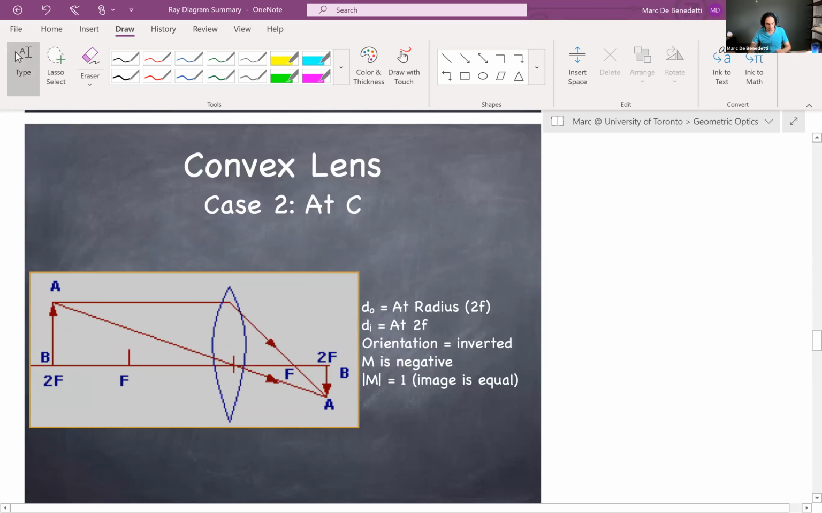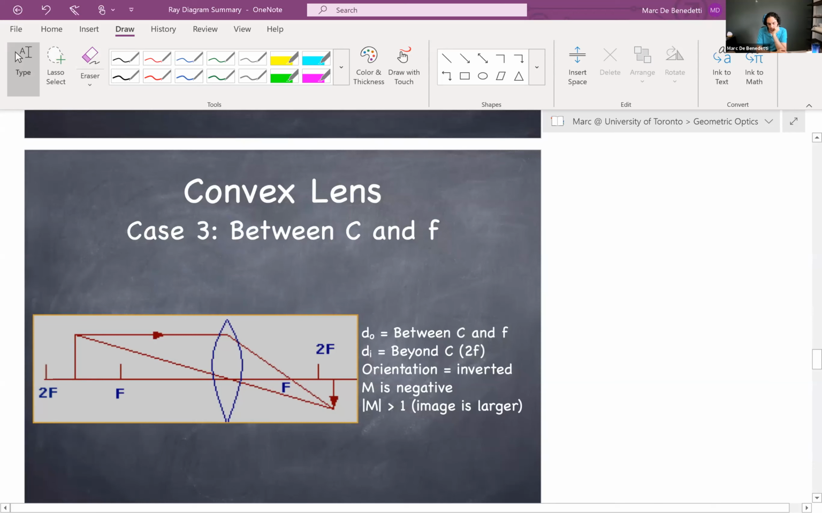Same thing here. You put the object at the radius of curvature or the center of curvature. Those 2 words are synonyms in this context. And your image is going to be at 2f, at the radius of curvature. It's going to be real. It's going to be inverted. And the magnification is going to be 1. It's not going to be bigger. It's not going to be smaller.